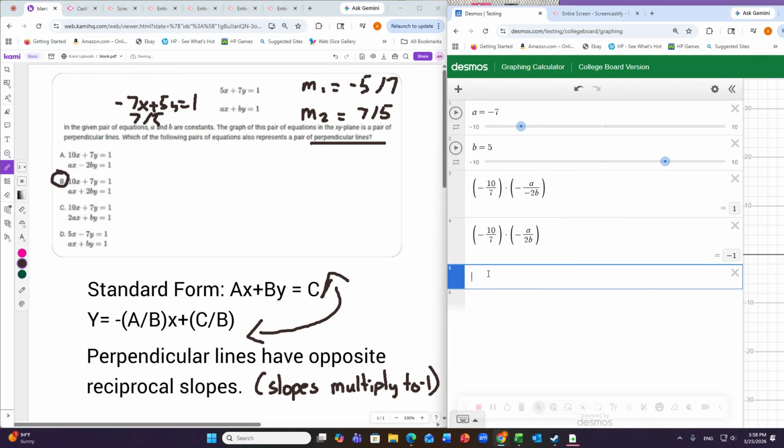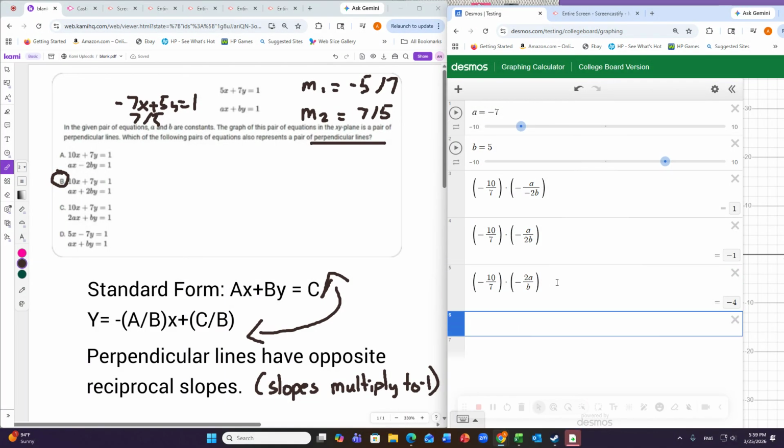Let's just do the next ones just to make sure. So -10 over 7, right, times opposite A. So it's going to be -2A over B in this case. So that's just my B, right? A and B are just placeholders for the coefficients of x and y.